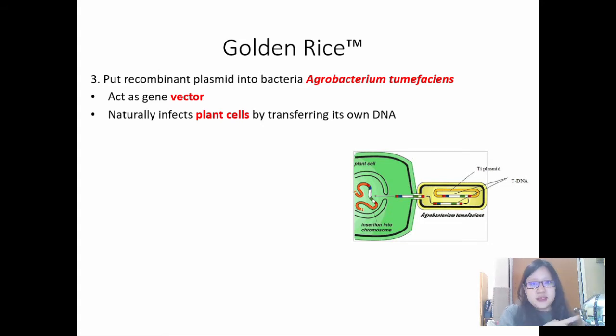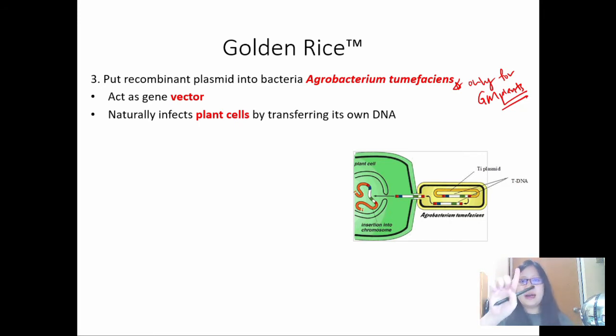So take this plasmid, we put it into the bacteria called Agrobacterium tumefaciens. Remember it: agriculture, Agrobacterium tumefaciens. I don't know how to memorize the last part. But it's a very important bacteria again. Only for plants. Only for modifying plants, okay? Not animals, nothing else. Remember this, repeat it 7 times in your head. Repeat it now. The more you repeat it, the more you remember.